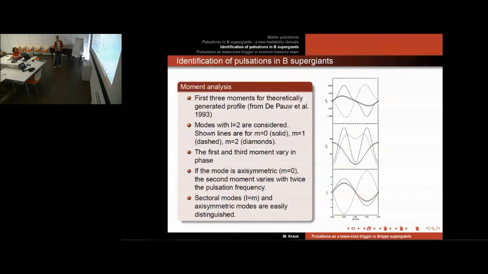Also, if it's possible to have a good signal of the second moment, then we can immediately distinguish between sectoral modes and axisymmetric modes, because the axisymmetric mode for M equals 0, which is the solid line, shows twice the frequency of the others. And so they can easily be distinguished.